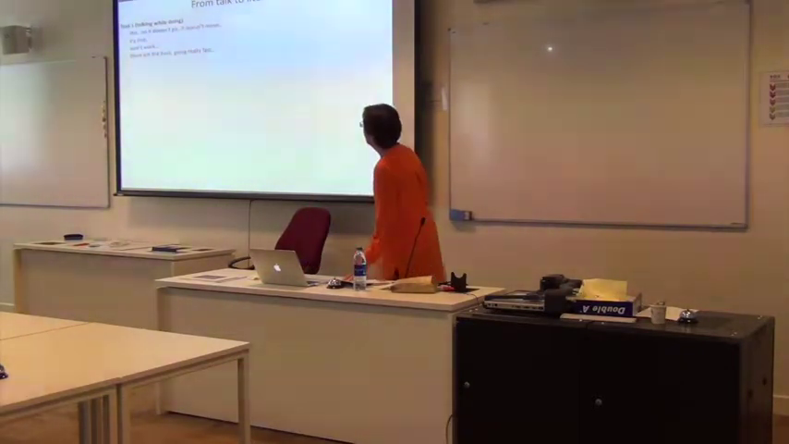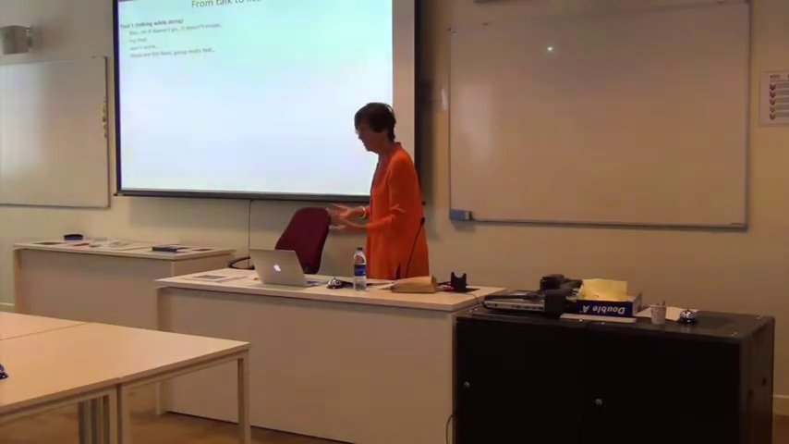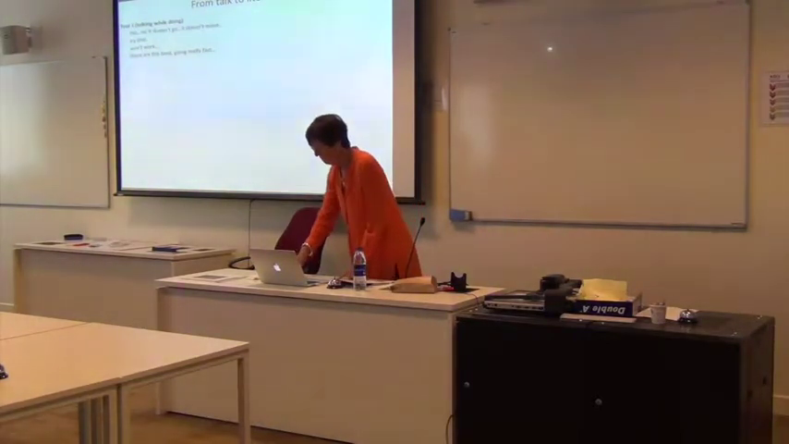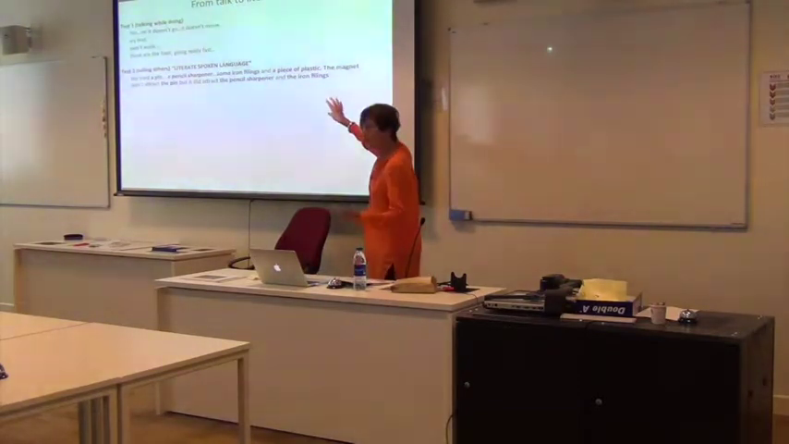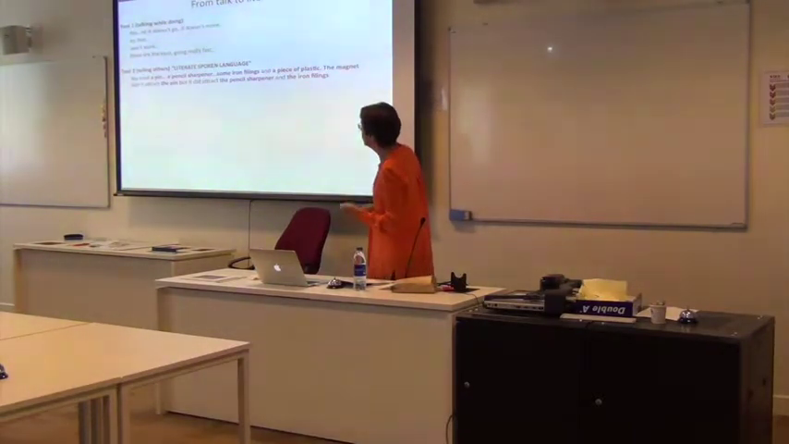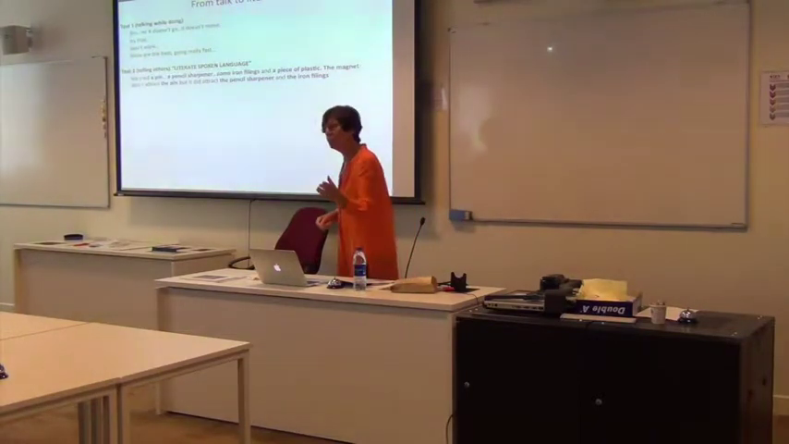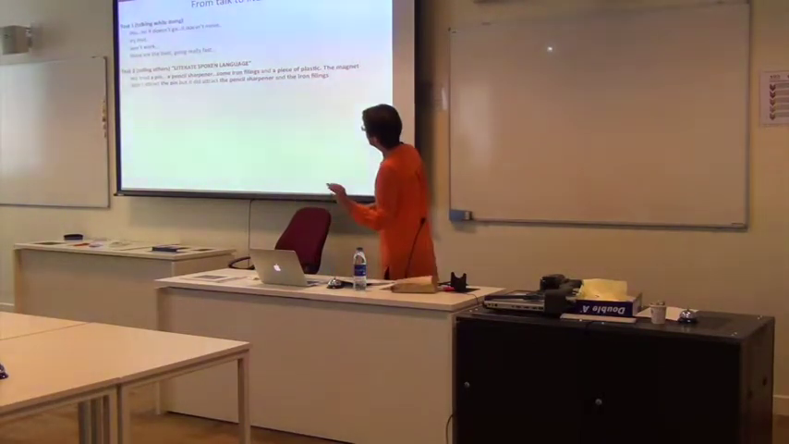I want to show you how talk leads on to other kinds of thinking and writing. So that was the text I started with, if you remember. That was another child who was talking about her own experiment. We tried, they were finding out what was magnetic and what was not magnetic. So we tried a pin, a pencil sharpener, some iron filings, and a piece of plastic. The magnet didn't attract the pin, but it did attract the pencil sharpener and the iron filings.